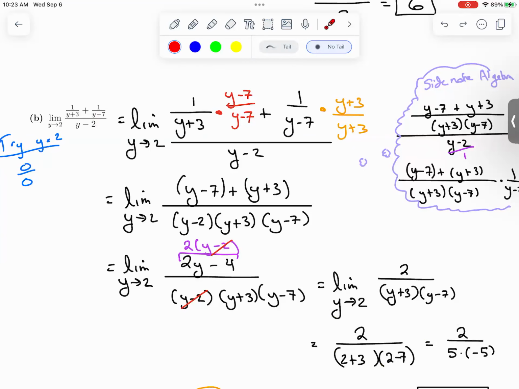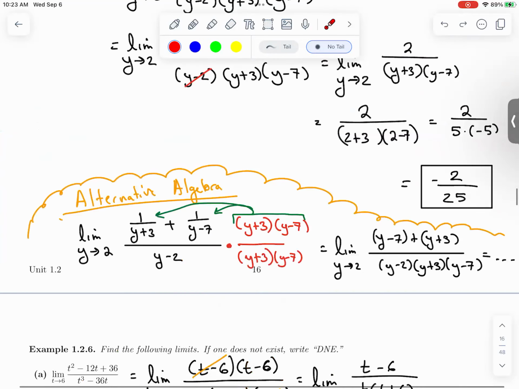There's a second method where you look for the common denominator of everything. So the common denominator of both the numerator fractions and the denominator fractions. So there's no fractions in the denominator, right? It's y minus 2 over 1. Like there's no fractions in the denominator. There's fractions in the big numerator right here. So the least common denominator of everything is just y plus 3 times y minus 7.